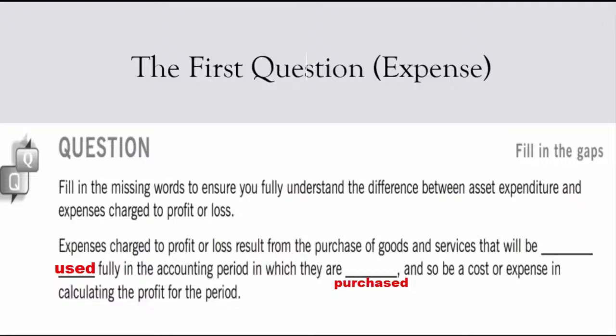Charged as expenses to the profit or loss statement. Because these costs are for this year only, they are deducted when calculating the profit or loss for the year. Think of them as necessary costs for running the business day-to-day in this specific period. So, in simple terms, expenses charged to profit or loss are short-term costs used up during the same period they are incurred.